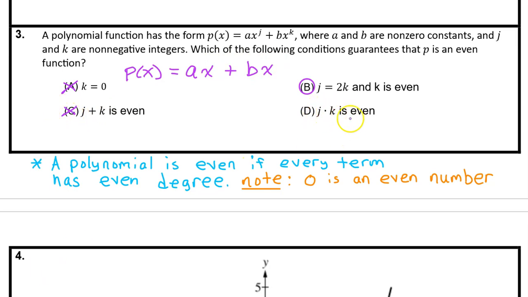What if j times k is an even number? Well, what if j is 1 and k is 4? 1 times 4 is 4, which is even. But j itself is odd, so we don't have all even exponents, so this would not be an even function. So D is not the answer.